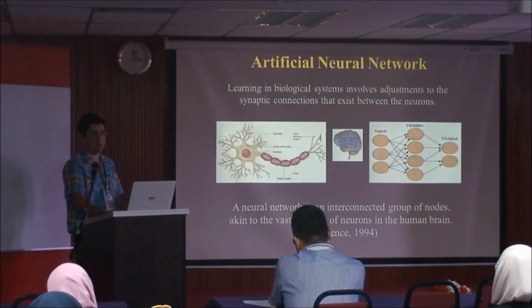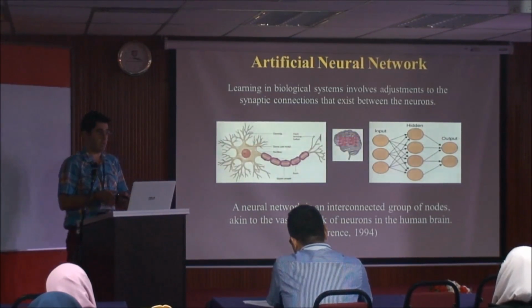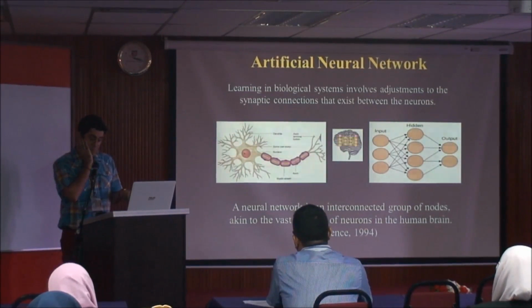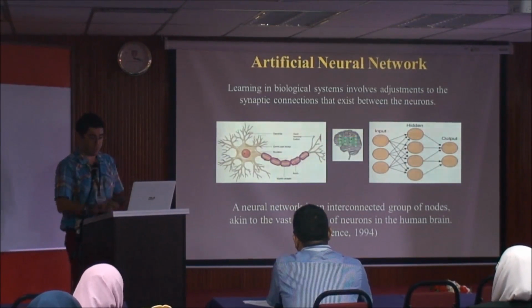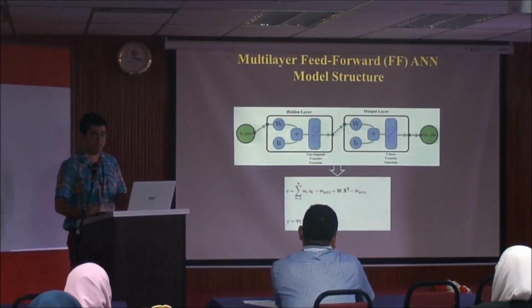Artificial neural network learning, as in biological systems, involves adjustments to the synaptic connections that exist between the neurons. For our project, we use two models, the NARX model and feed-forward. Feed-forward is the famous model for neural networks. It has a three-layer structure: input, hidden, and output layer.